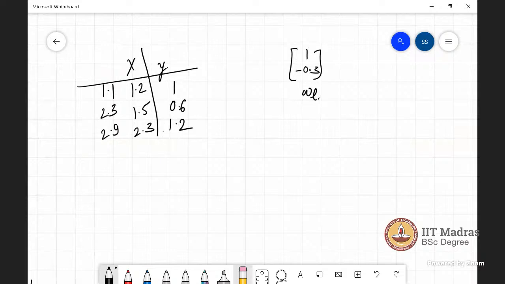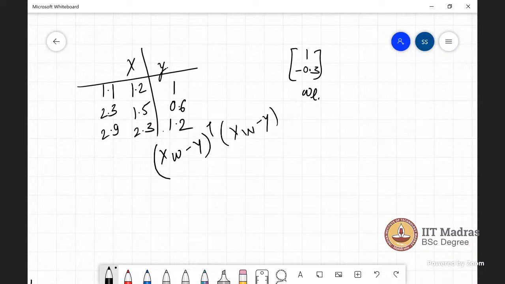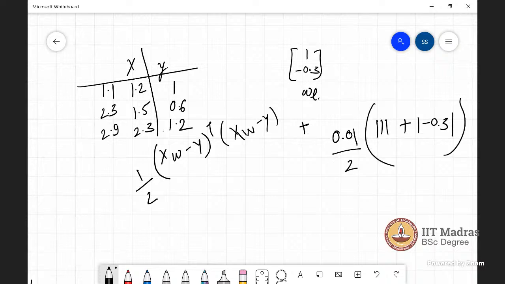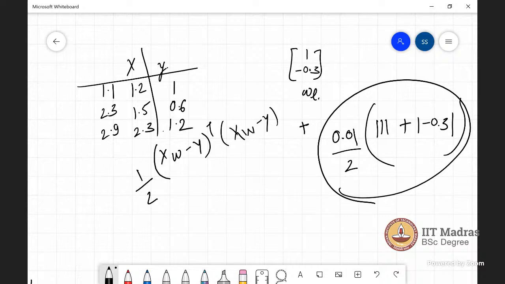Okay, sure. So the calculation, I'll just run through it quickly. xw minus y, this calculation, transpose xw minus y. This calculation is very similar to what we did for ridge regression. The only part that is going to change is the norm 1. So it will become 1 plus modulo of 0.3, lambda is 0.01 divided by 2. So this is the only place where the method of calculation is changing. Apart from that, everything is the same.